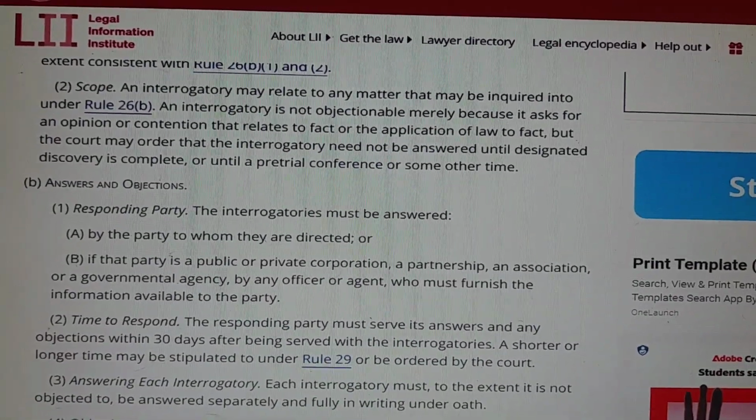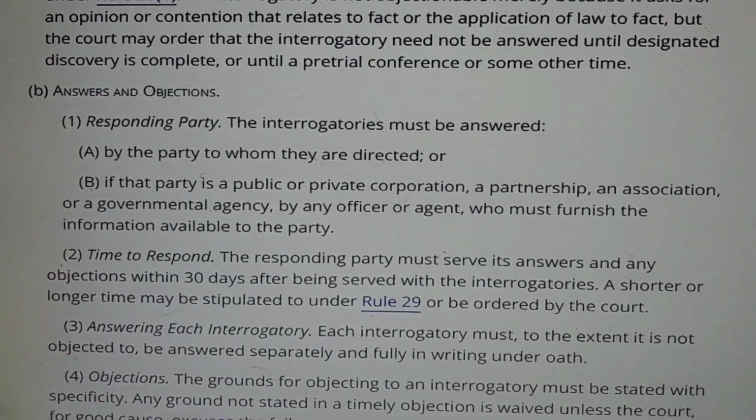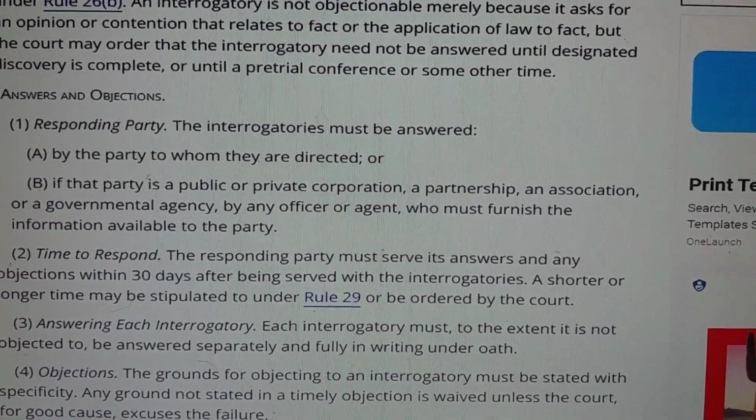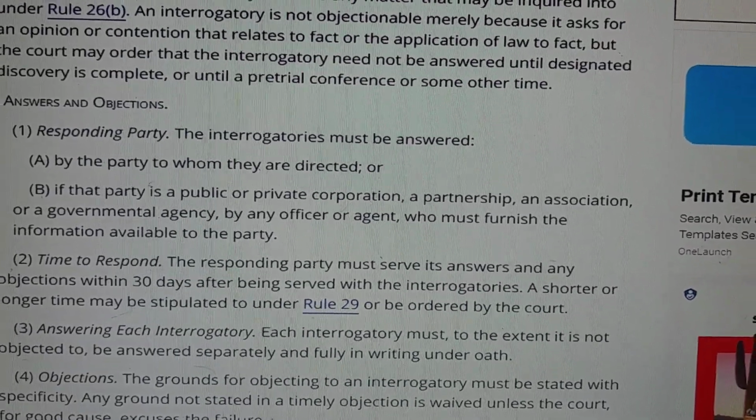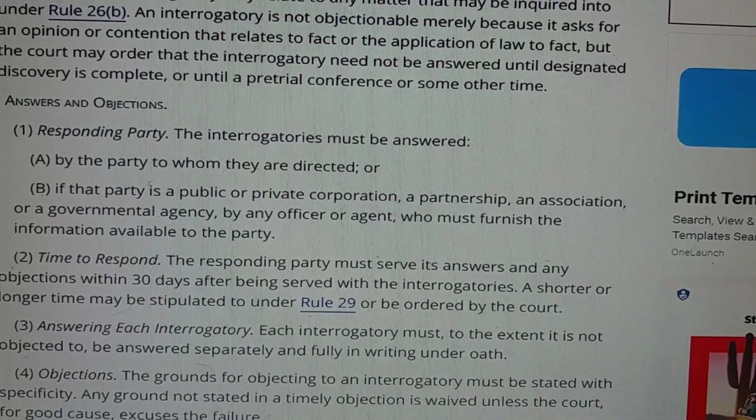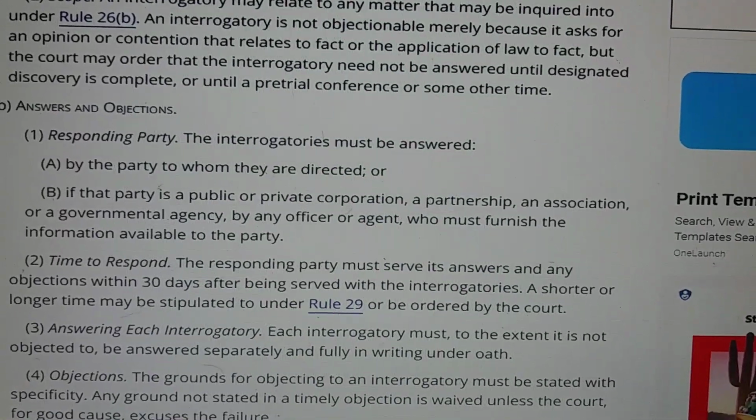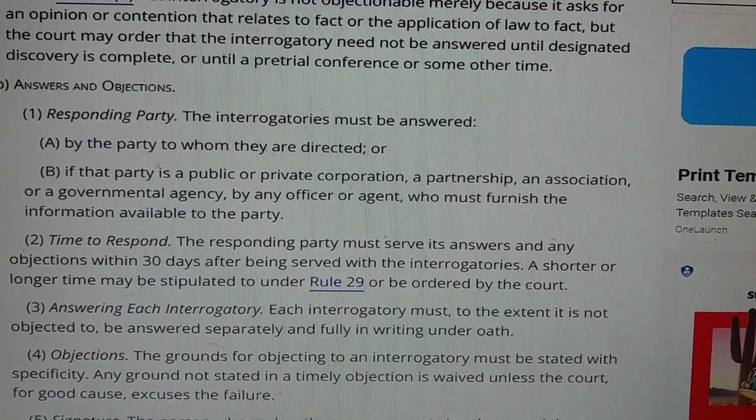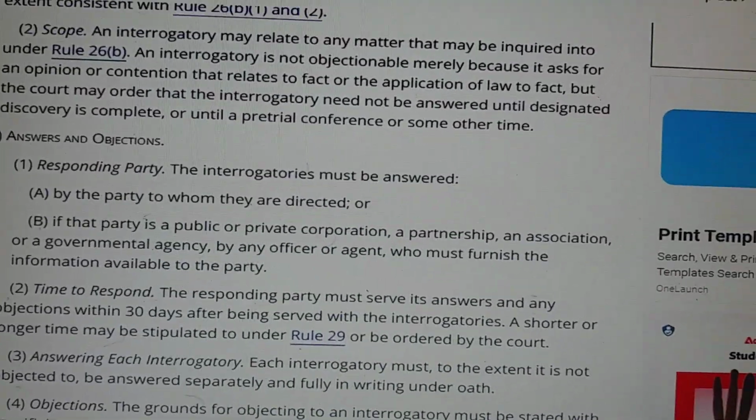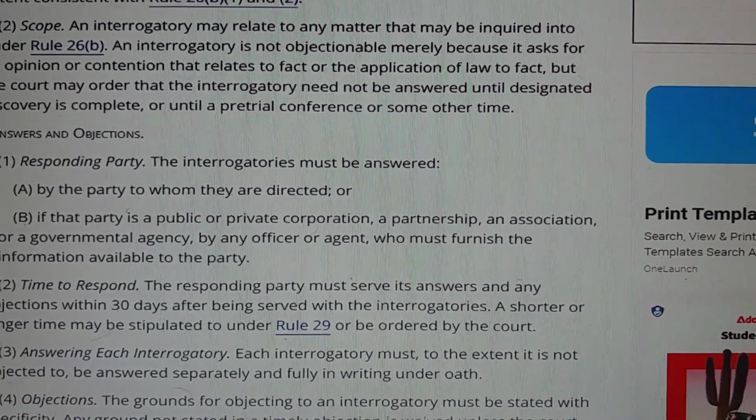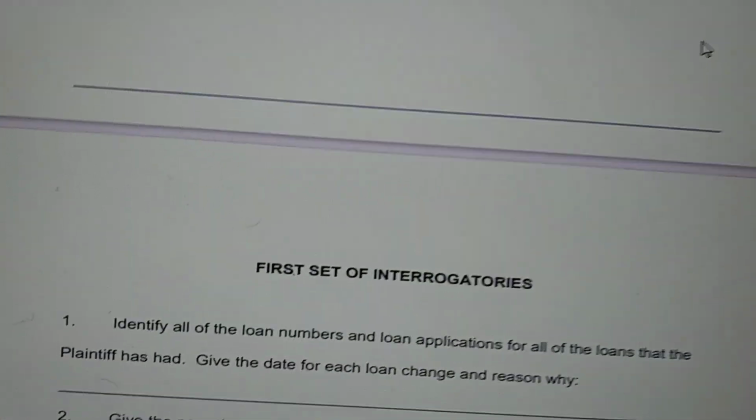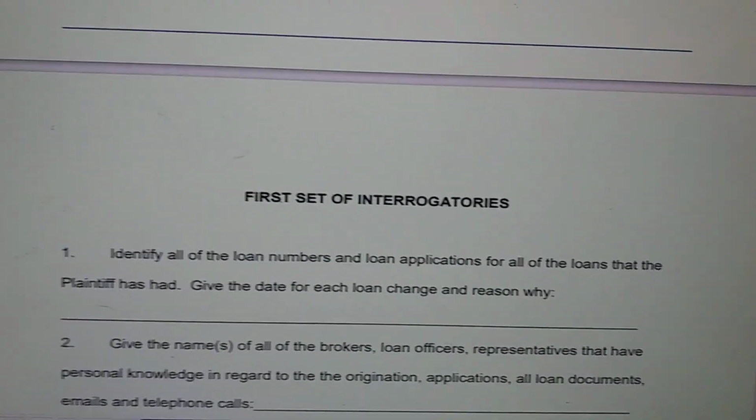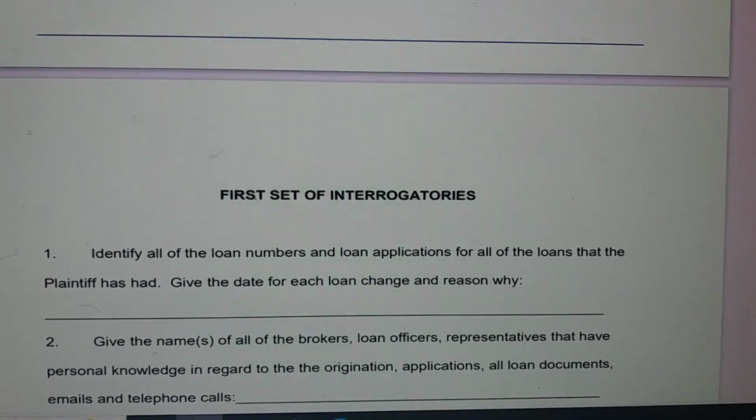So it tells you how long they have. Basically they have 30 days to respond. It says time to respond: the responding party must serve its answers and any objections within 30 days after being served with the interrogatories. And if they need more time, they can let you know they need more time, or they can object to them. Okay, let's look at the interrogatory questions that Sabrina is using in her case. That'll give you an idea of what kind of questions you'll need to think about when you're making your own.